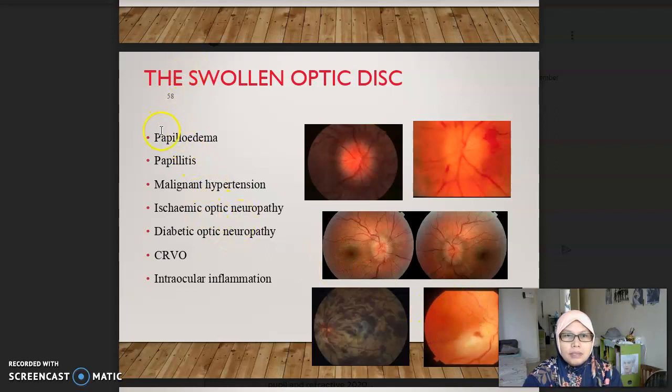So these are basically the causes of swollen optic disc. Remember, one of the main causes is malignant hypertension. So please, if you see a patient with headache, vomiting, reduced vision, sometimes the vision is normal, don't forget to check the blood pressure, because malignant hypertension can also cause this.